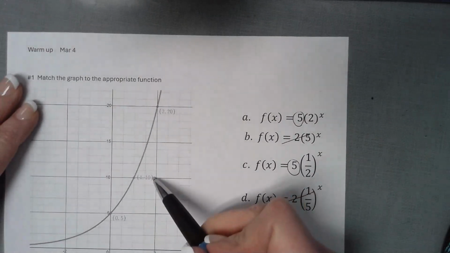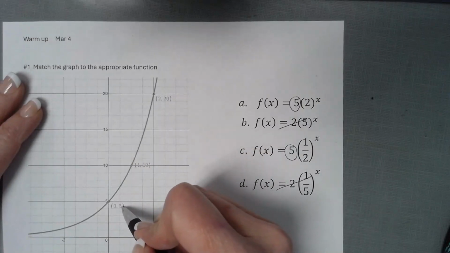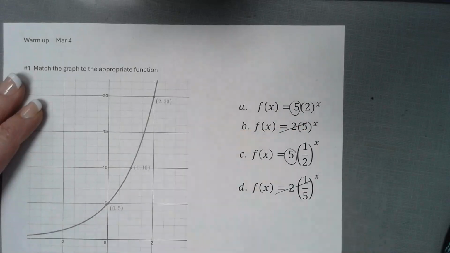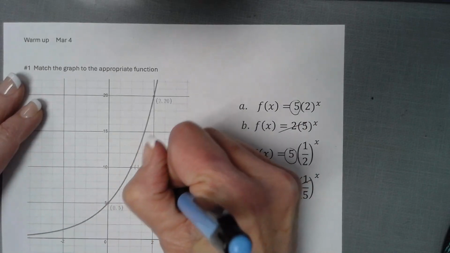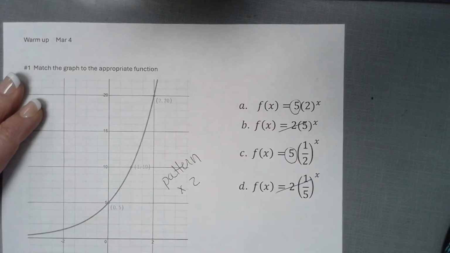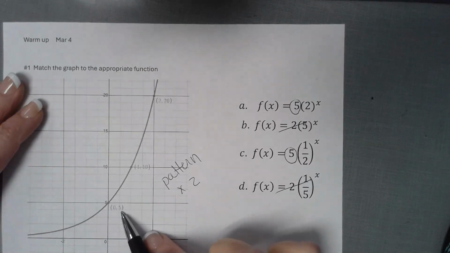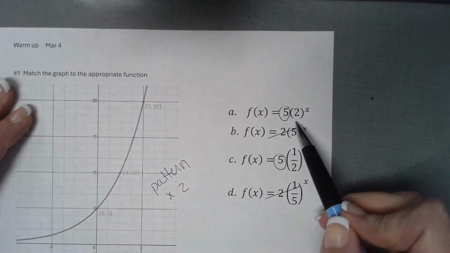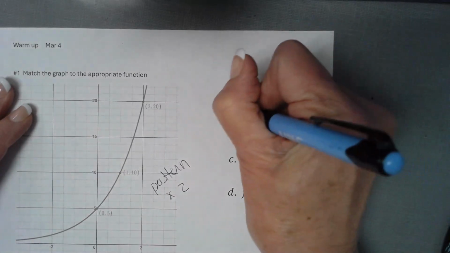Okay, now if we look at the pattern, if we look at these y values, we go from 5 to 10 to 20. What is that pattern? We are multiplying by 2. 5 to 10 to 20. And so that is my growth factor. So the correct answer is A.